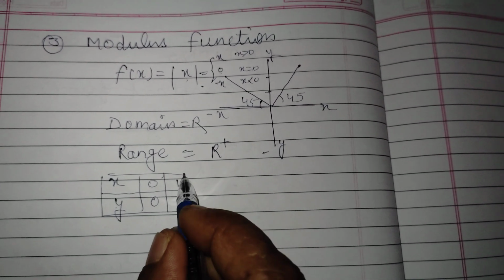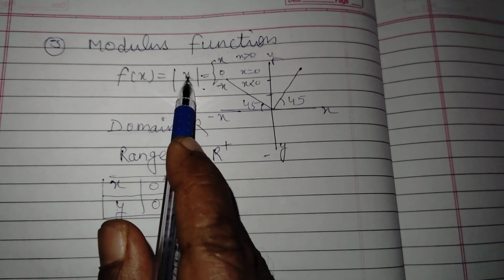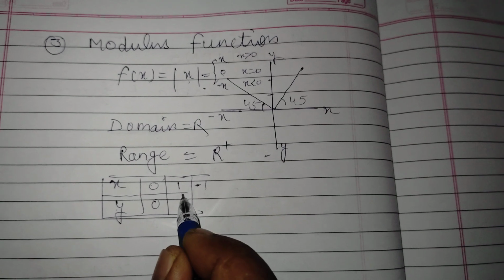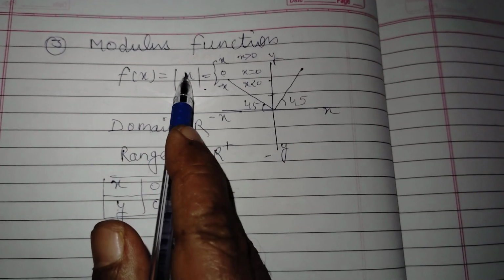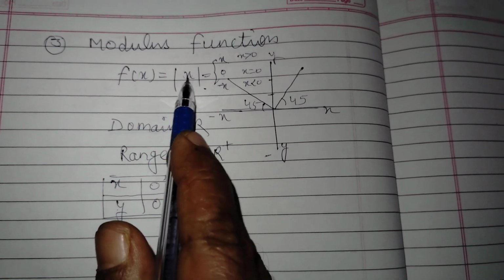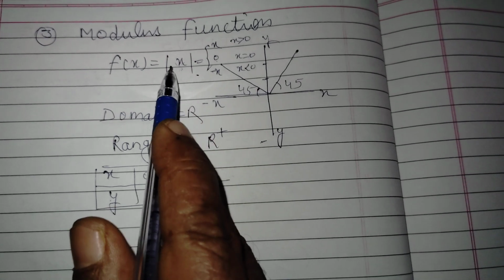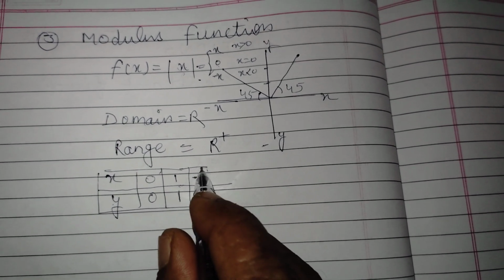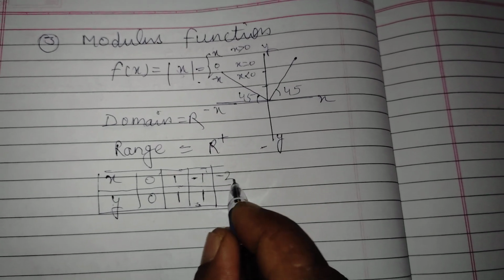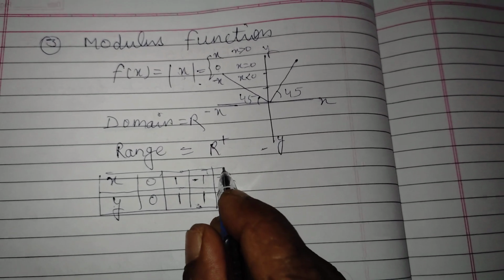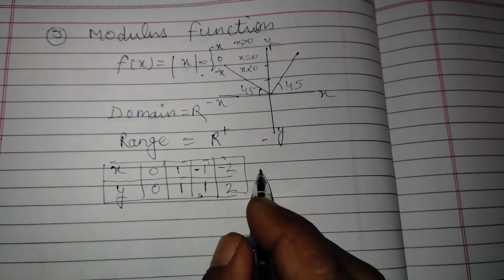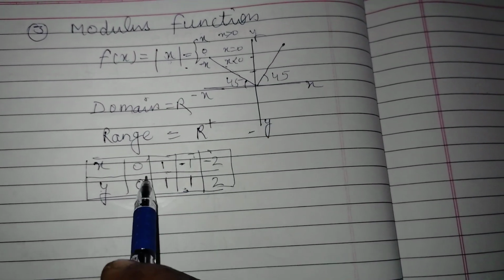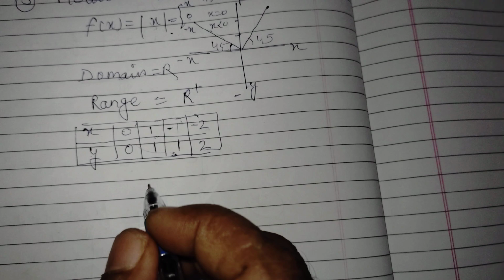Suppose I get x equal to -1. If I put x equal to -1, the modulus always gives a positive sign, so we get +1. So f of x is +1. Every negative value converts into a positive value. Suppose I put -2, I get 2. In this way we get a table, and this table makes this graph. This graph is made from this table data.